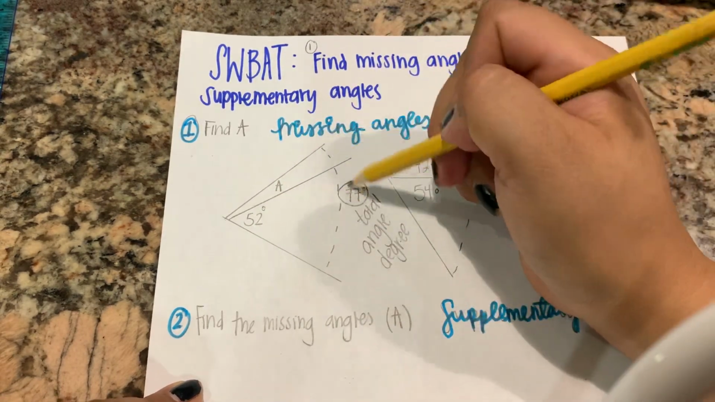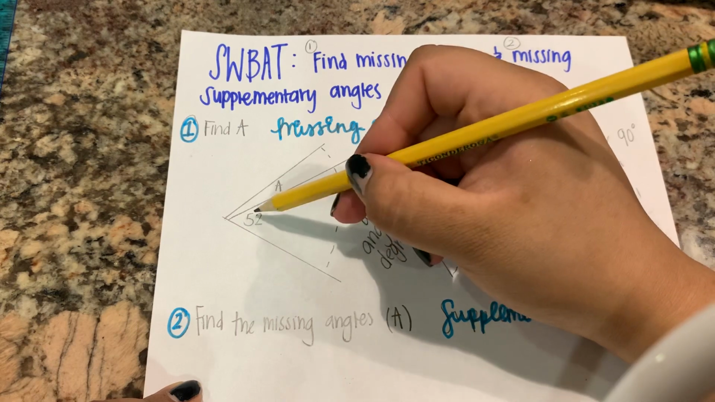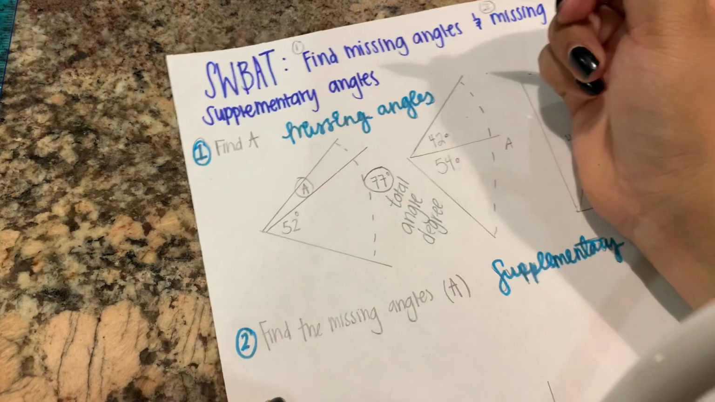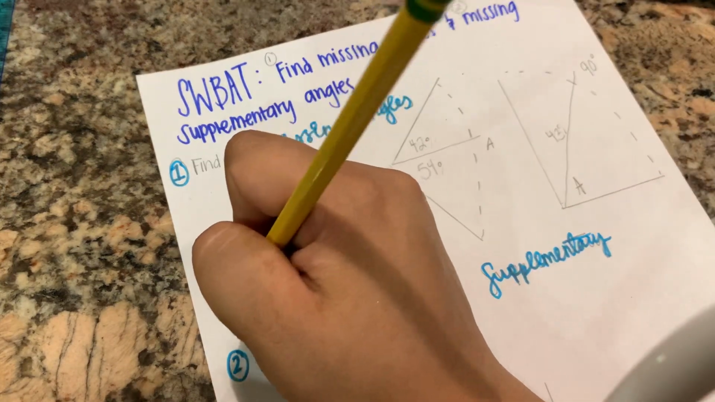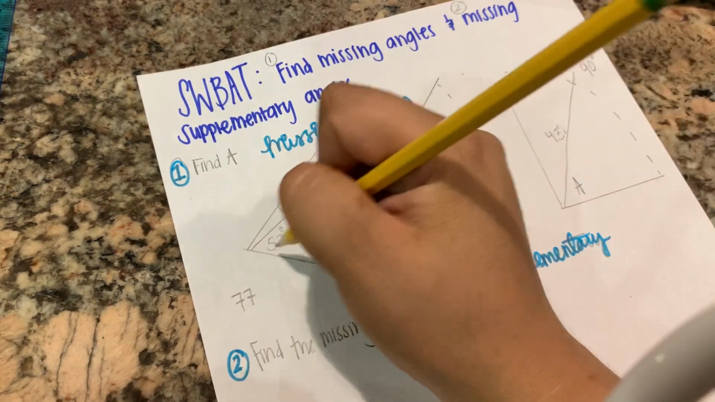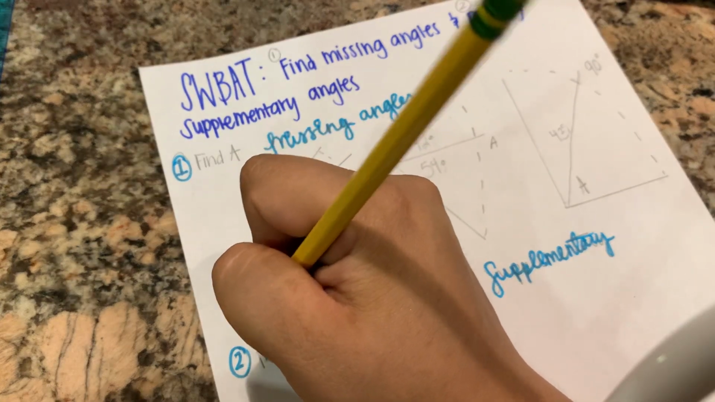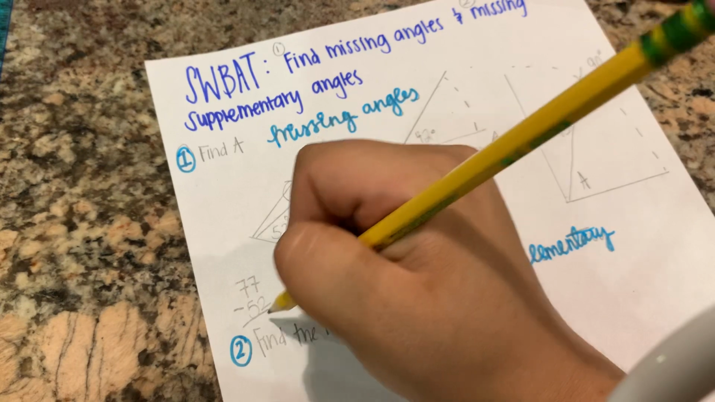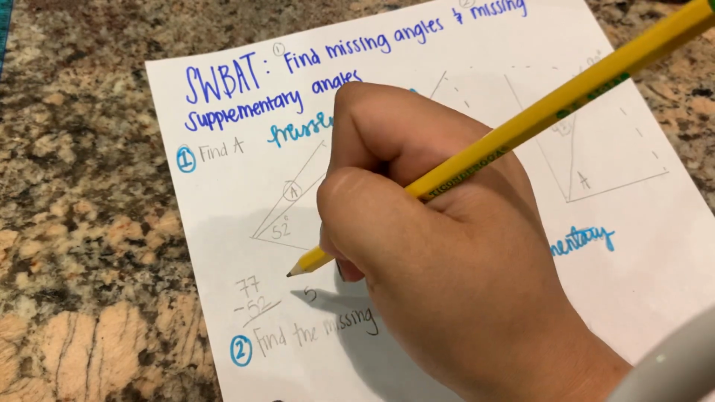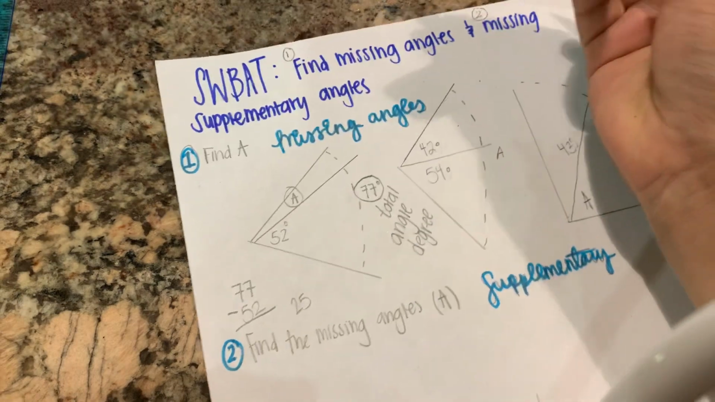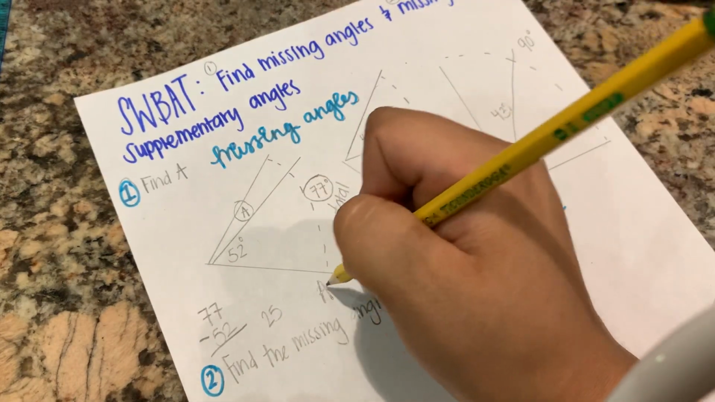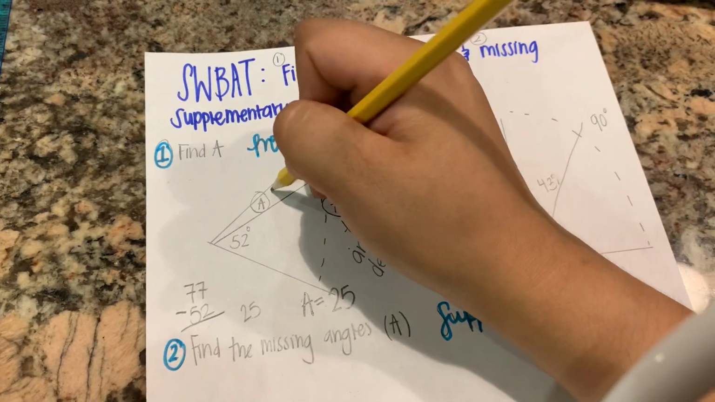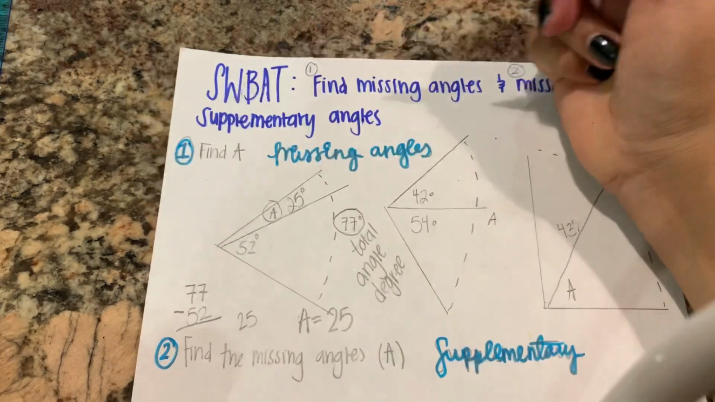So if we know the total is 77 and we already have 52, now we have to find A. How do you think we will do that? Well, you're going to take your total and subtract what you already have. So 77 minus 52. 7 minus 2 is 5. And put it on the side so it doesn't overlap. 7 minus 5 is 2. I know that A equals 25. See how easy that was? I've already solved my first one. I'm going to put 25 degrees.